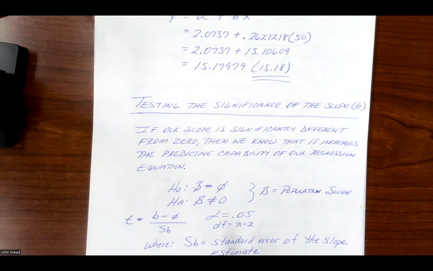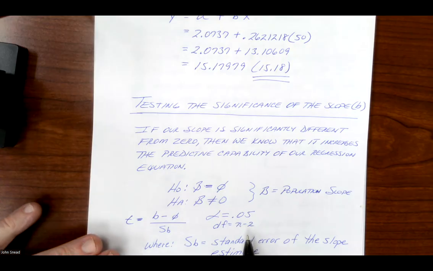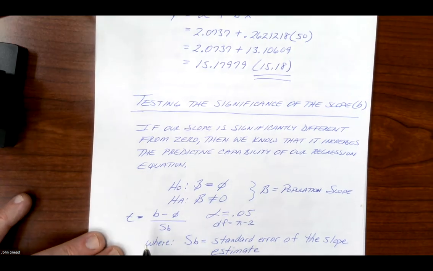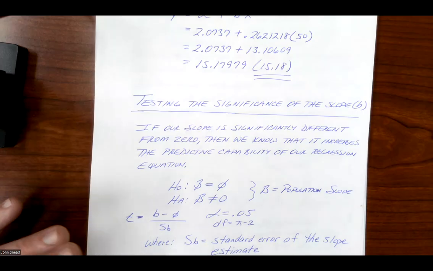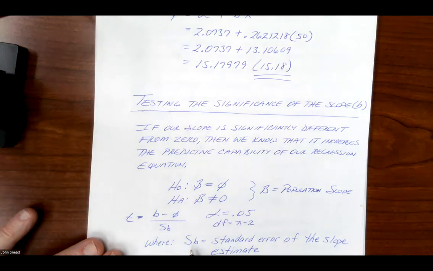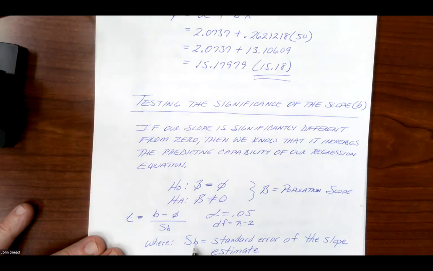So in this particular case, we had 6 data points. 6 minus 2 equals 4. So we know that we're going to have 4 degrees of freedom when we go to our T distribution. Okay, so the T is going to be equal to our slope minus 0, so it's going to be the slope over the standard error of the slope estimate. Now this is where it gets a little tough. Again, that's going to be this notation. This is the standard error of the slope.